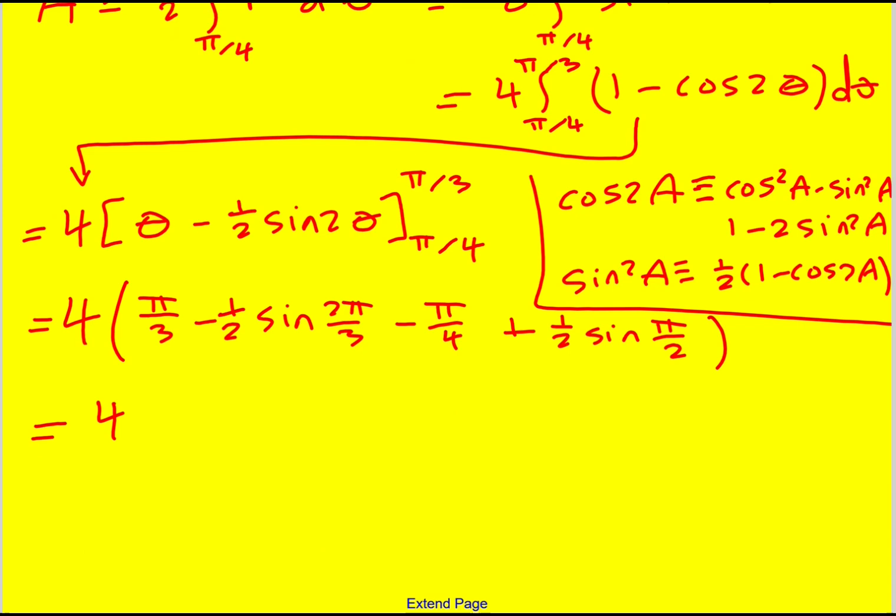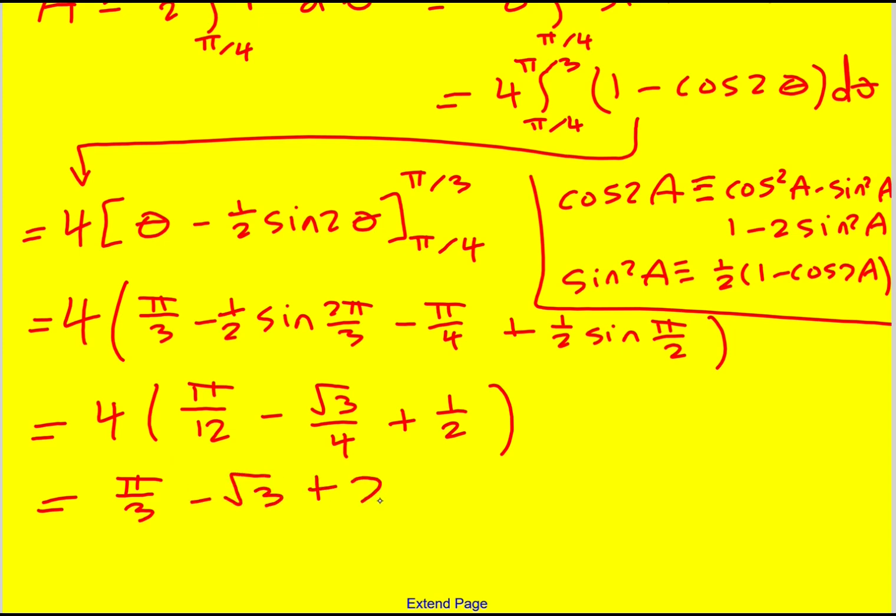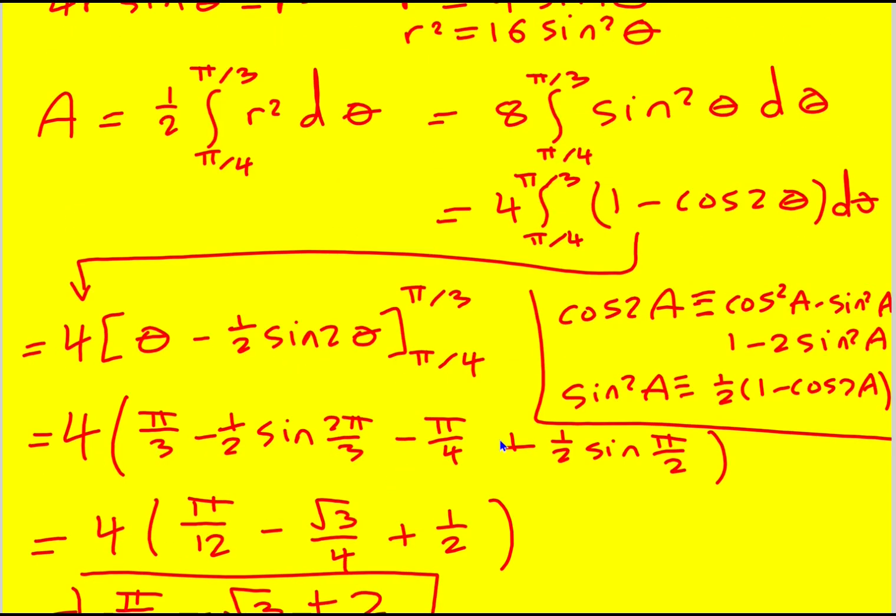Pi over 3 minus pi over 4 becomes pi over 12. Sine 2 pi over 3 is actually the same as sine of pi over 3, which is root 3 over 2. So I'm going to get minus root 3 over 4, whilst sine pi over 2 is 1. And then finally, we get pi over 3 minus root 3 plus 2. And that is our exact form. We can't simplify it anymore. That worked really well.